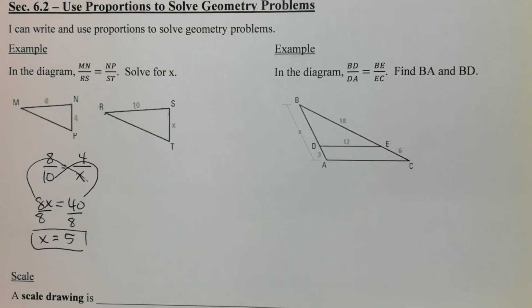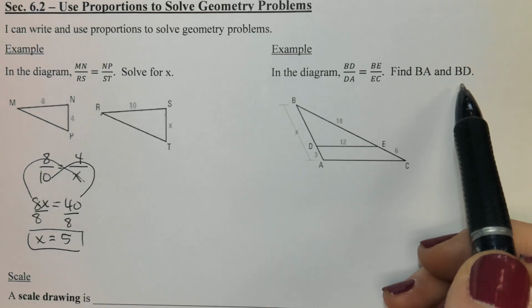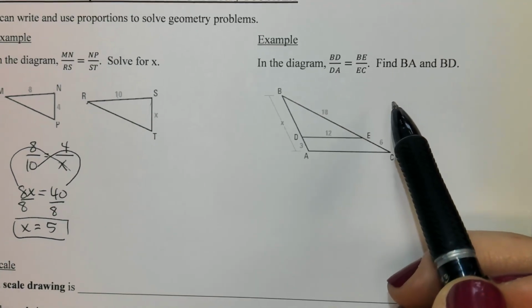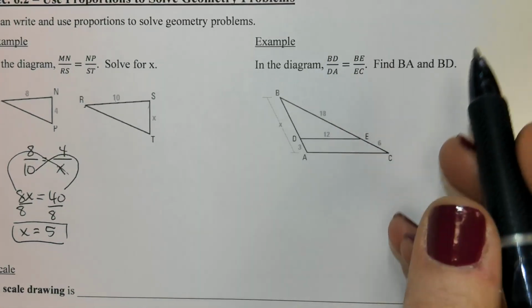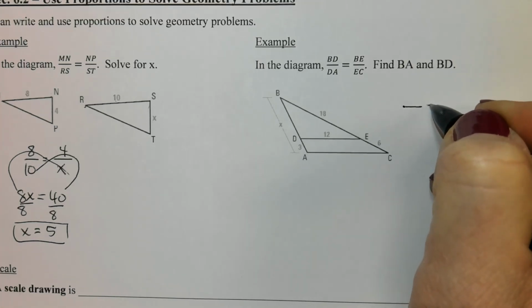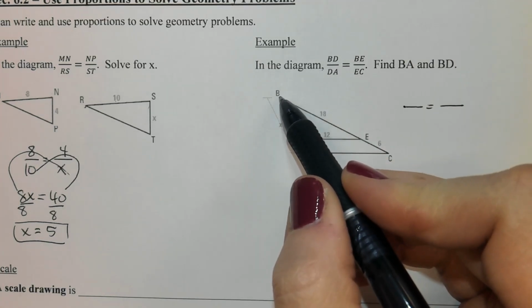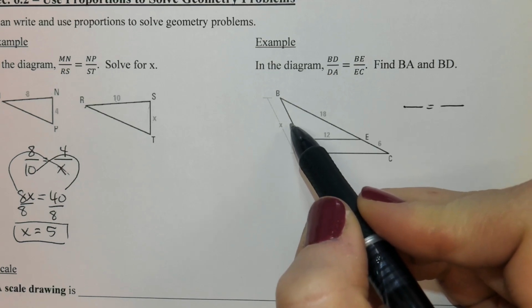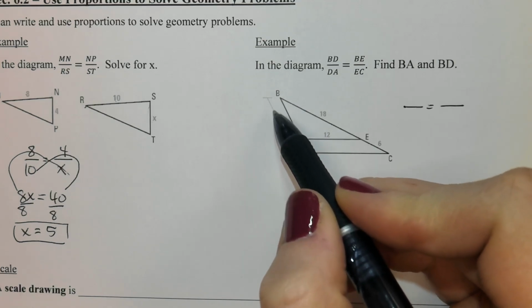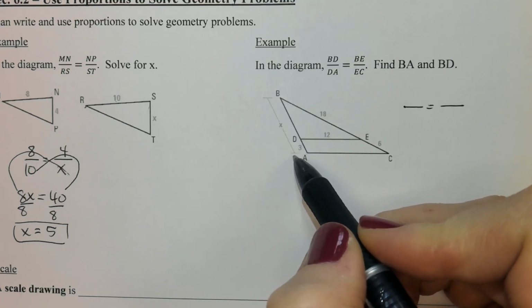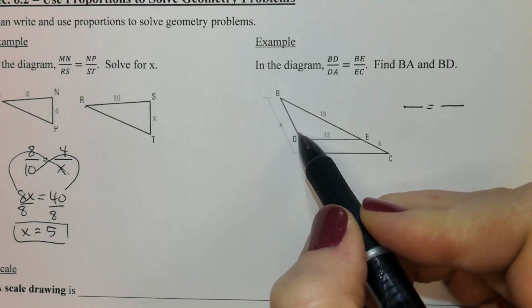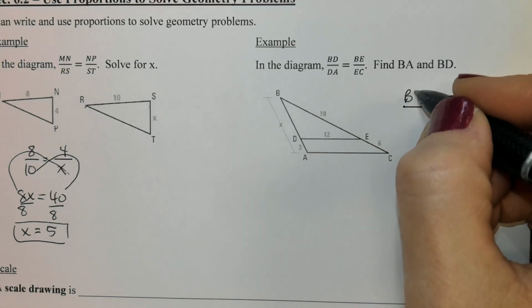Next one has the same kind of thing. We're going to end up solving for BA and BD, so two different things we're going to solve for in this one. Here's my proportion. I'm going to write that again right here, and then we're going to fill in some numbers. So first up is BD, and if I trace from B to D, there's actually not a number there. This x goes all the way from B all the way down to A. So I don't have anything for just BD, so I'm just going to leave BD there.